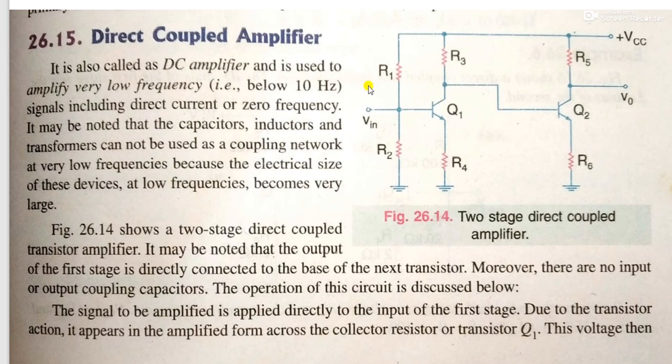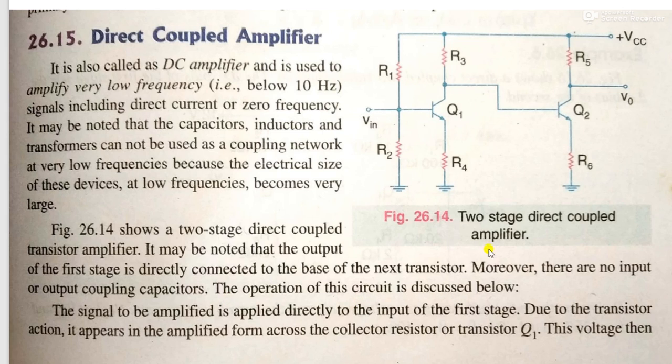This figure shows a two-stage direct coupled transistor amplifier. Two-stage means there are two active elements, Q1 and Q2, which are directly coupled. That is, the collector of Q1 is directly coupled with the base of Q2. The output of the first stage is directly connected to the base of the next transistor. Moreover, there are no input or output coupling capacitors.